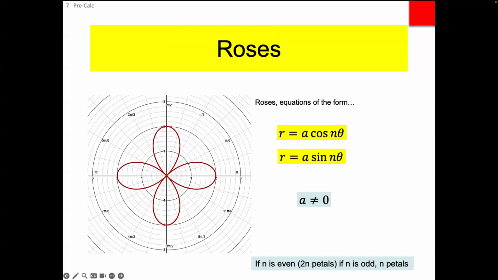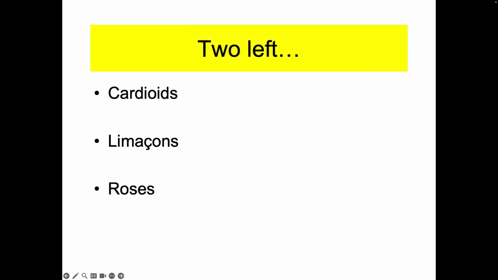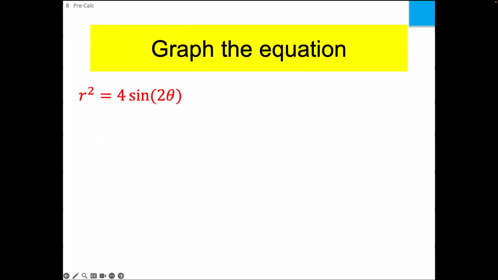Why can't we just talk about roses? Because there's more. All right, so cardioids, lemniscates, and roses. Doesn't look too bad. Those are more snowflakes. All right, there are 2 left. Here we go. What do you notice? What's different? Square sign. This should be a flower, right? No. We got a 4, we got a 2. It should be a flower, but we got r squared, so this will not be a flower.